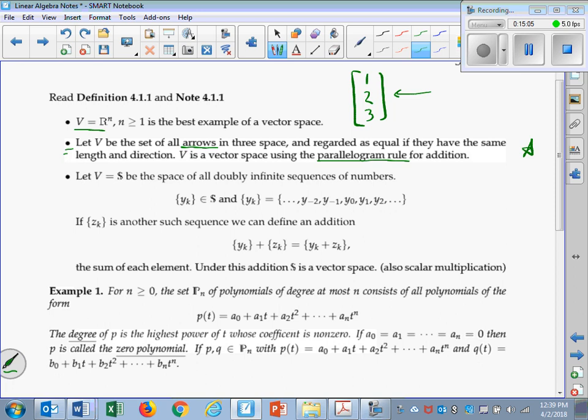Even more abstract might be the space of all doubly infinite sequences of numbers. So what does it mean to be doubly infinite? Well, that means a sequence that goes off in both directions. So you know a few of those. For example, just the integers would be a set of doubly infinite numbers.